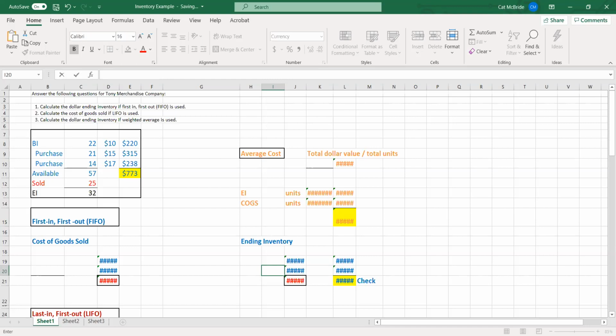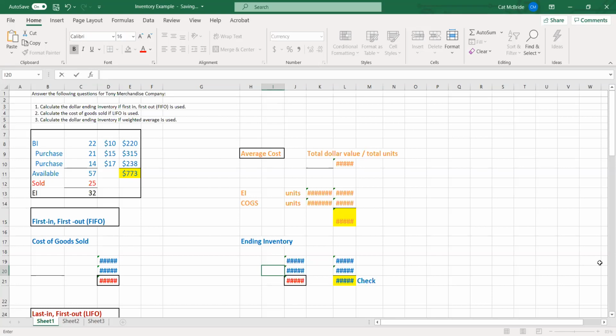So it's kind of like if we had an office supply store. You couldn't tell me for sure if it was the dollar binder that we sold or the one that we paid $1.10 for, right? It's not like if we had a car lot where you know exactly how much it cost. So we have a merchandise company, and I'm going to walk through how to do first in, first out, last in, first out, and average cost.